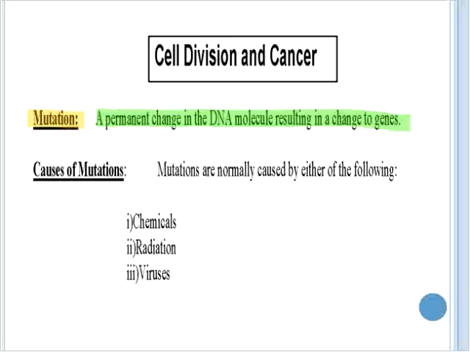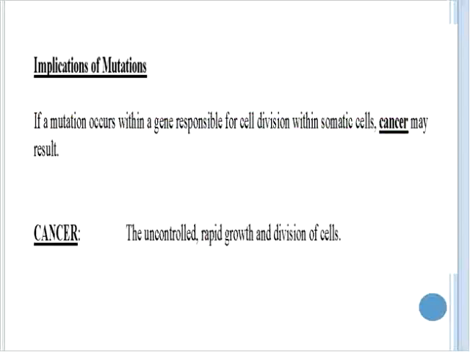Mutations can be caused by a number of different things. Usually these are chemicals, radiation, and sometimes viruses. When a mutation occurs, there are implications. Certainly, if a mutation occurs within a gene that's responsible for cell division within somatic cells, the result may be the development of cancer. We define cancer as being the uncontrolled rapid growth and division of cells.